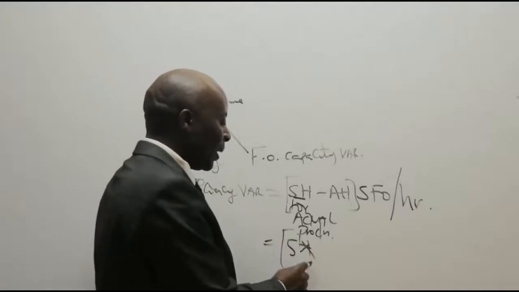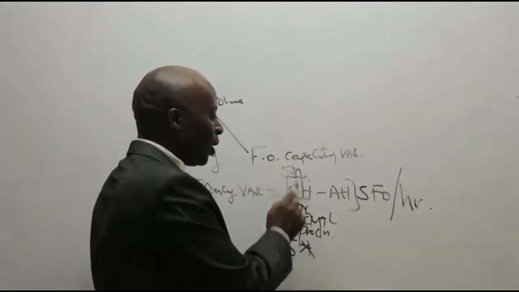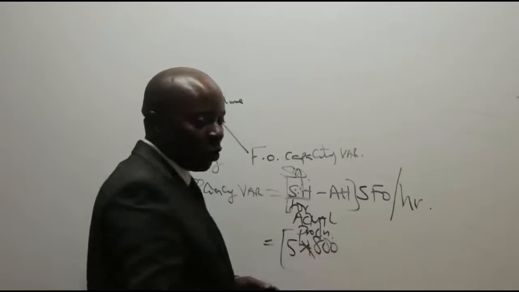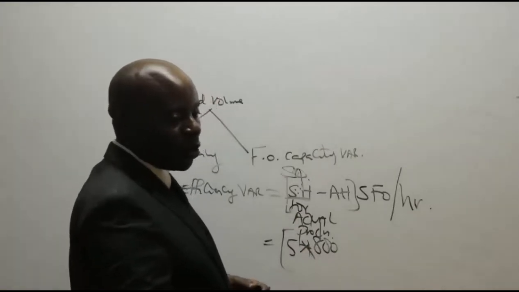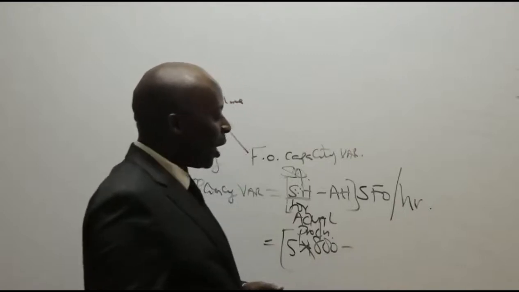But now remember that because it is capital SH, just like capital SQ, the two will always get the actual number of units produced being involved. So 5 times who? 800. 5 times 800 minus the actual hours.